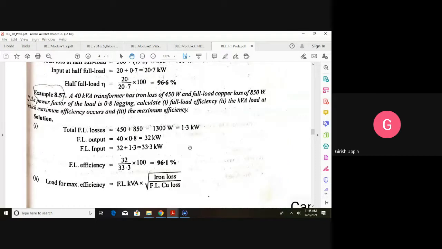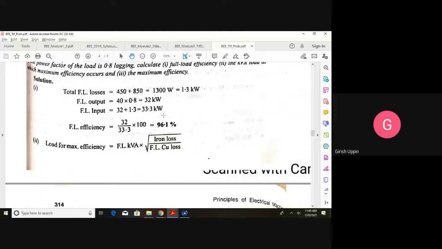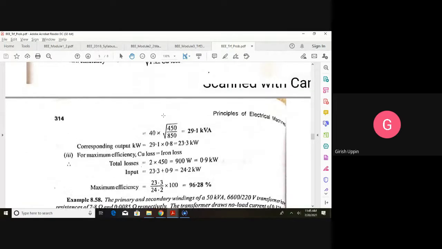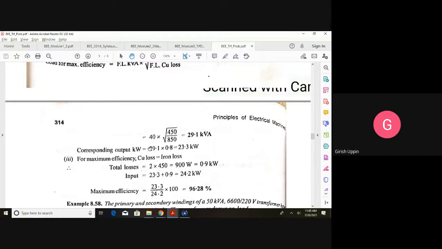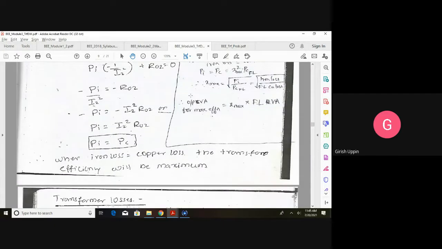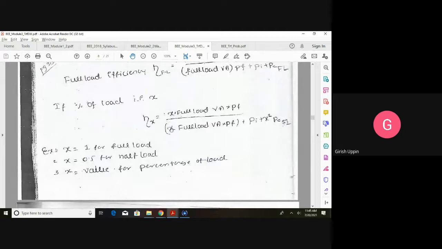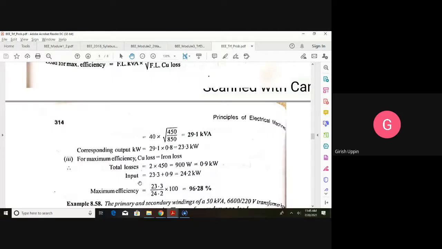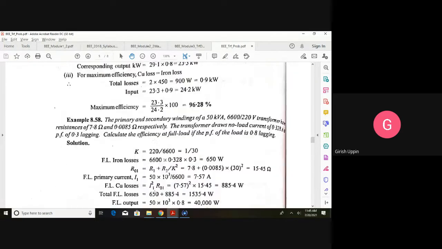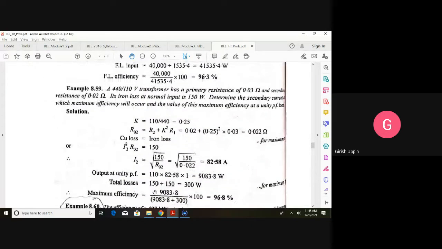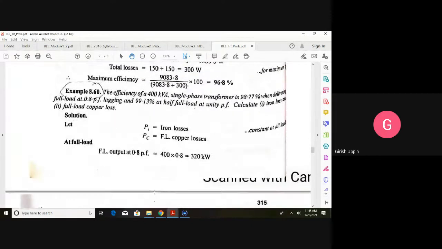And what is the last thing that is asked? What is the maximum efficiency? Now we know at what load we are getting the maximum efficiency. So if you take X max as this, square root of 450 divided by 850, you will get some X value. You use that X value in this formula. Whatever the general formula we have, use that X value here, here, and here. Rest are the same. You will get the maximum efficiency, or you follow this method. So those are the different kinds of problems you can expect in the exam.